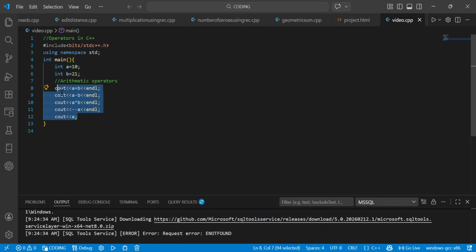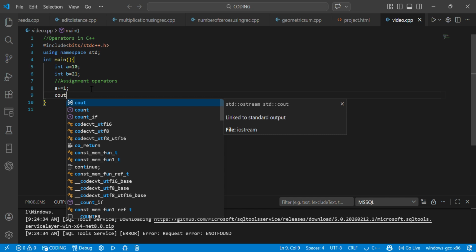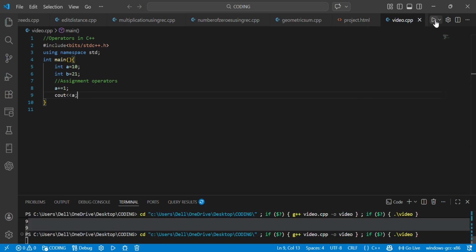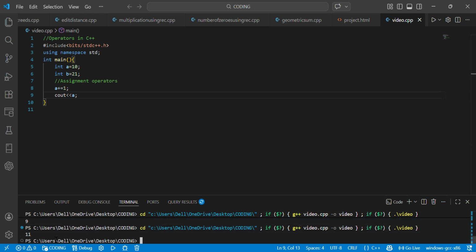the another operators are assignment operators. If I do something like that, a plus equal to 1, and after that I will output a, then it will give output 11. See, similarly I can use a minus equal to 1, it will output 9.